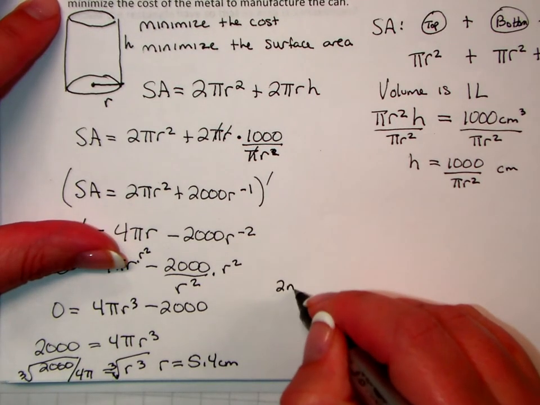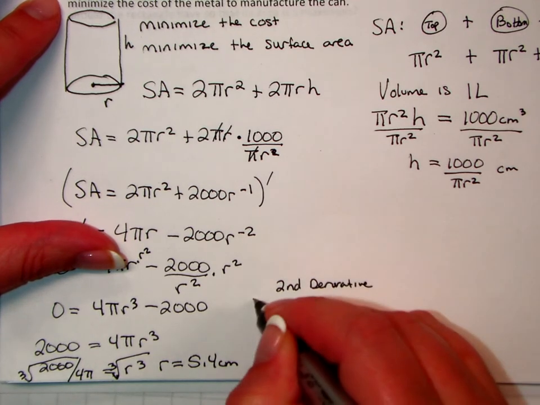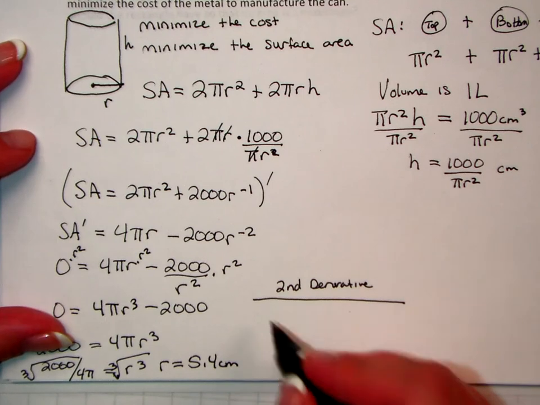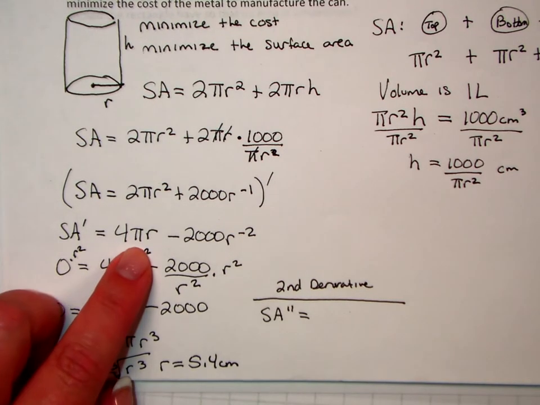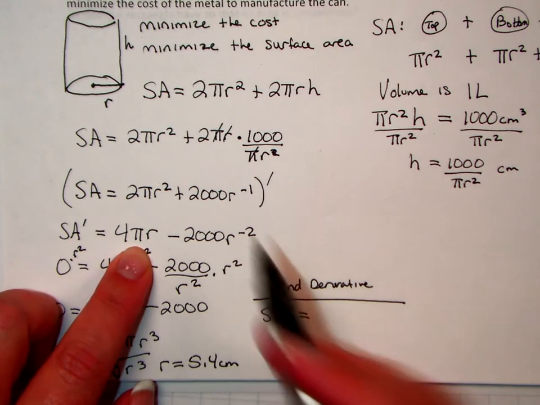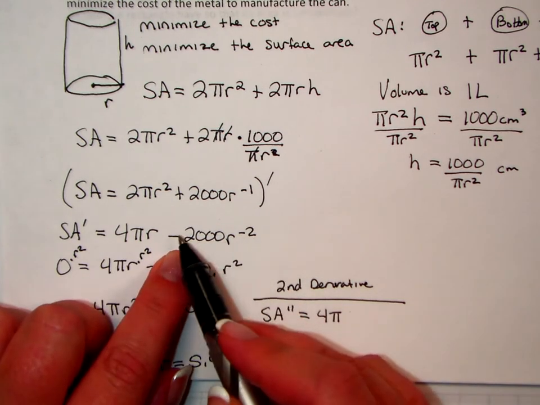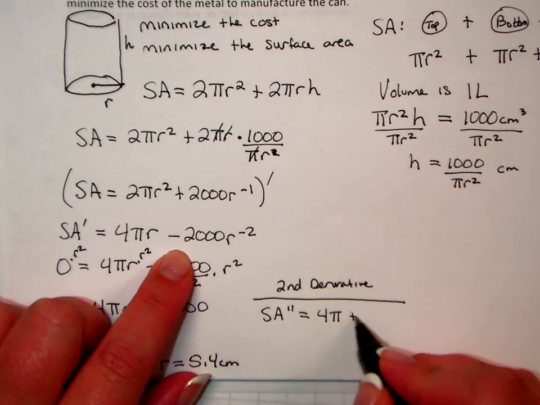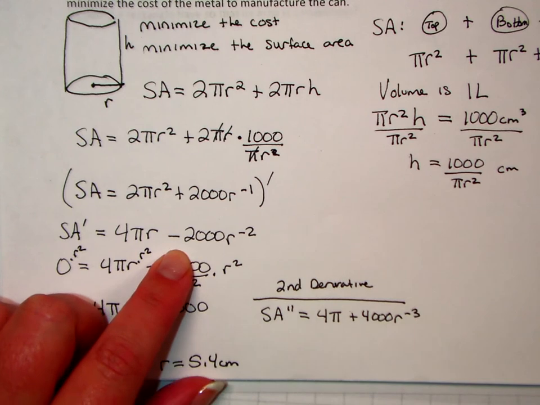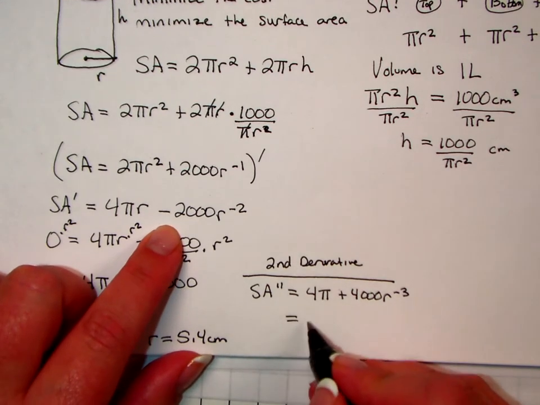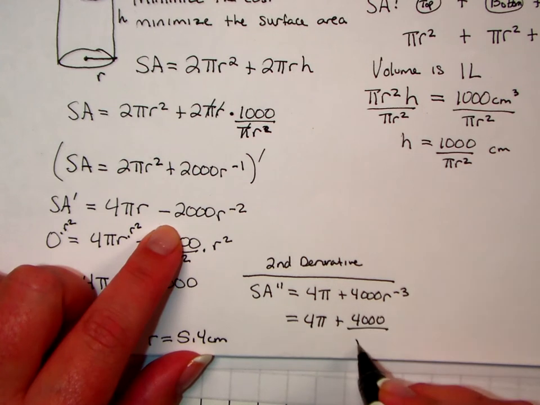But I do want to go ahead and take the second derivative and make sure that this graph is doing what it should be doing, okay? So the second derivative of the surface area, we're going to get 4 pi, and then negative 2 times negative 2,000 is plus 4,000 r to the negative 3. Okay. So if I were to change this, I get 4,000 plus 4,000 over r cubed.